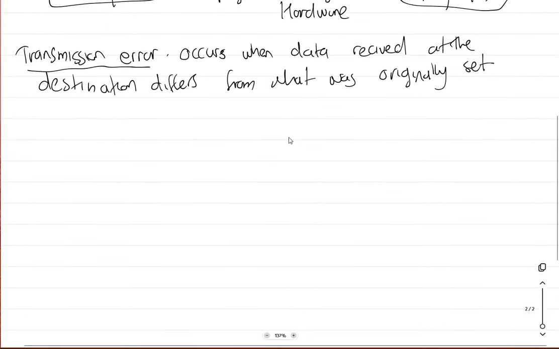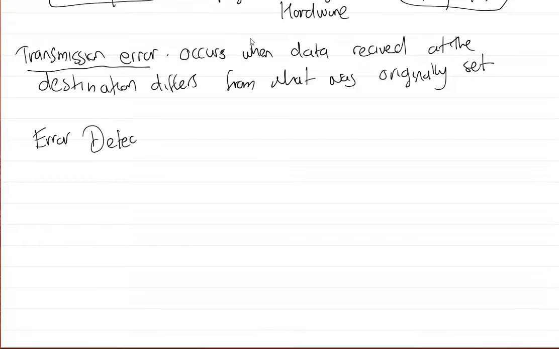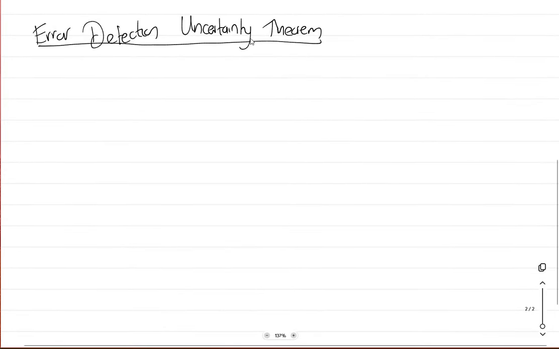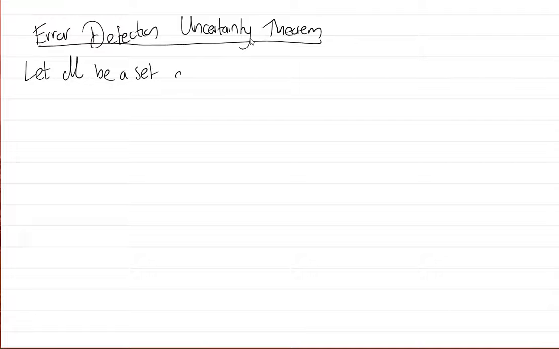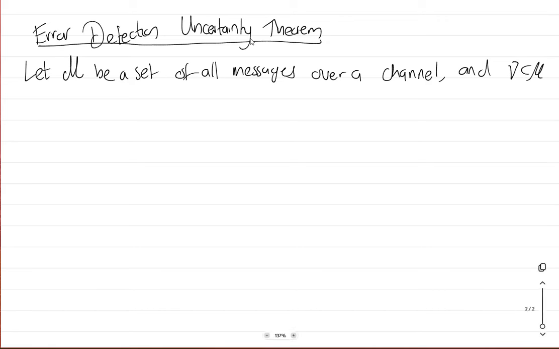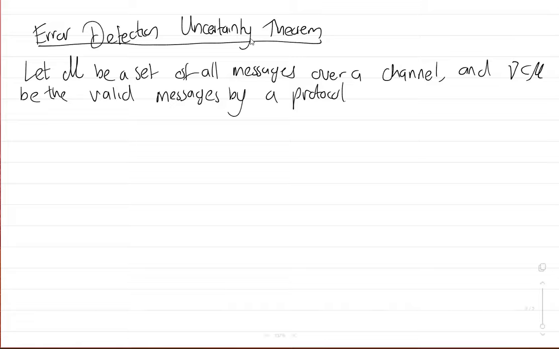So, like I said before, there's a theorem that is a bit of a depressing theorem. It is called the error detection uncertainty theorem, and I will write it down for you here. This is actually proven in one of Shannon's papers. So let M be a set of all messages over a channel, and V, which is a subset of M, be the valid messages defined by a protocol. The protocol can be something like the English language, right?